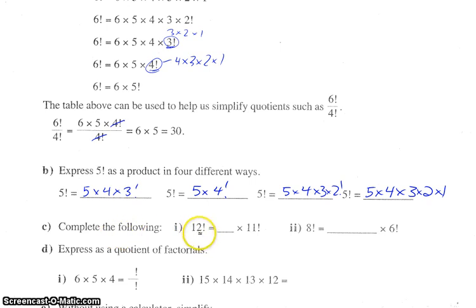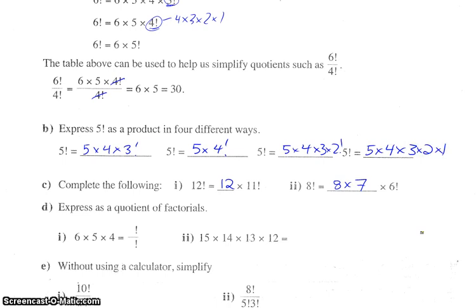Okay, complete the following. So if I have 12 factorial and I want to write it as something times 11 factorial, I could start with 12 and then times, and if I don't want to continue from there, I just go 11 factorial, and that implies I have all the rest. Okay, 8 factorial. Let's see, we've got something times 6 factorial. Well, I know 8 factorial would have to be 8 times 7 and then times 6 and down. So that means this would be 8 times 7 times 6 factorial. Good, let's try the next one.